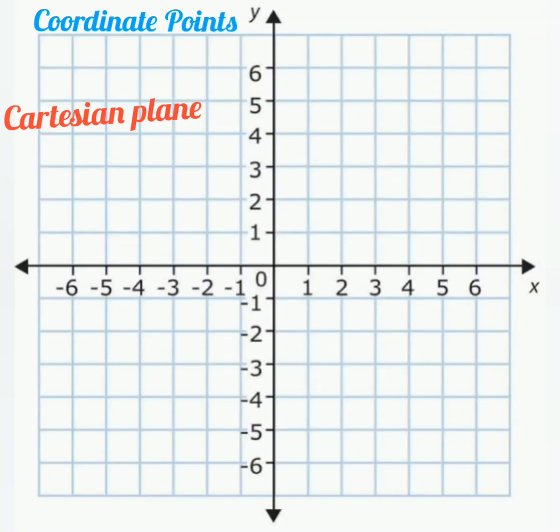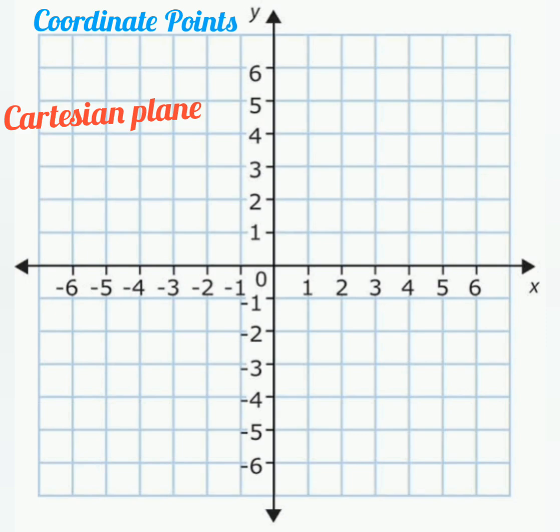Today we are looking at coordinate points. A coordinate point in geometry refers to the numerical value that defines the location of a point on a Cartesian plane. And a Cartesian plane is what you have on your screen, drawn in X and Y axis. The X axis is the horizontal line, the Y axis is the vertical line.